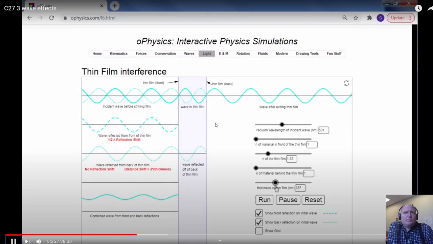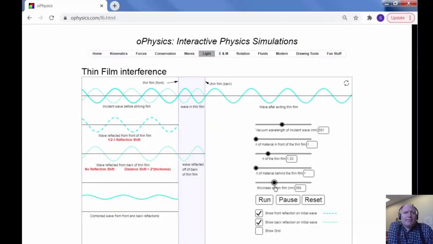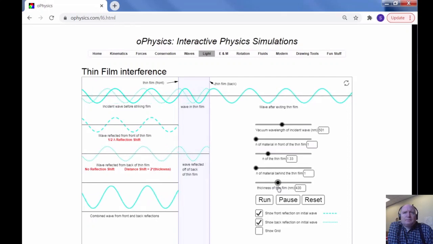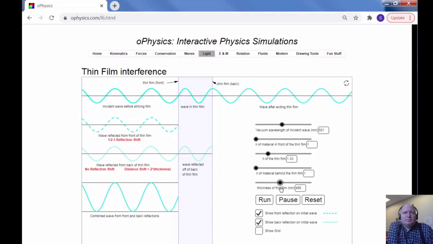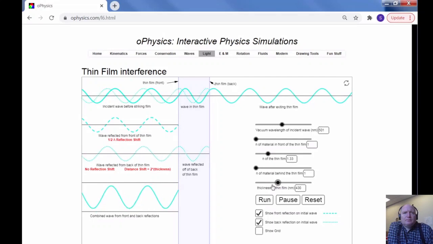288 and destructive again at a thickness of 373, 378, somewhere in there. And then constructive again at 468. And you can see how this is going to go. Constructive, destructive, constructive, destructive.